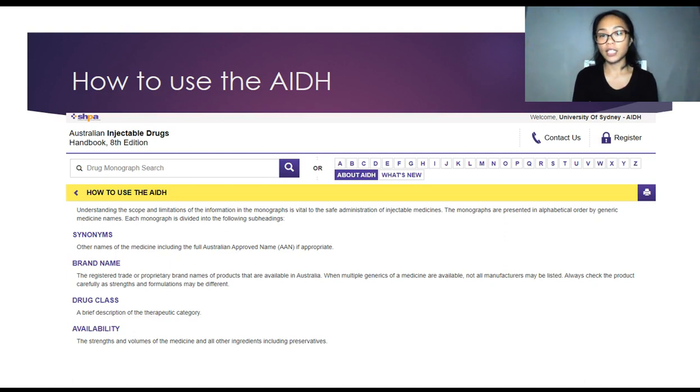It also then tells you how to prepare the medication. So it'll tell you to reconstitute the powder by diluting it in a particular solution. And so this is what I mean by it's almost like a recipe book.